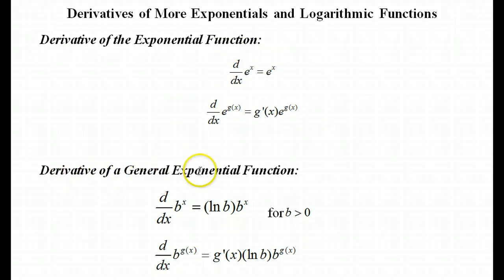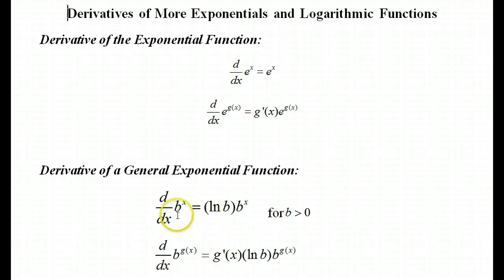So this first part's review, but now we want to go a little further and find the derivative for a general exponential function, meaning that the base is a number other than e. So here, if I have the derivative with respect to x of b to the x, where b is some number greater than 0, then the derivative is the natural log of b times the exponential function b to the x. So here we have this restriction, b has to be positive because the derivative answer includes the natural log of that number b, and I can only take the natural log of a positive number.